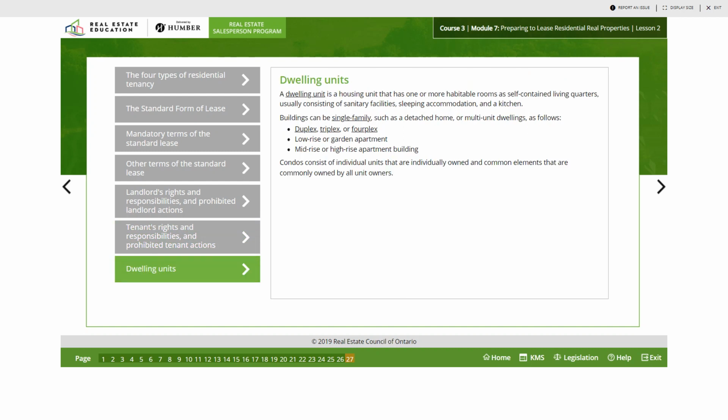Dwelling units. A dwelling unit is a house or unit that has one or more habitable rooms as self-contained living quarters, usually consisting of sanitary facilities, sleeping accommodations, and a kitchen. Buildings can be single-family, such as a detached home, or multi-unit dwellings such as the following: duplex, triplex, and fourplex, low-rise or garden apartments, and mid-rise or high-rise apartment buildings. Condos consist of individual units that are individually owned and common elements that are commonly owned by all unit owners.